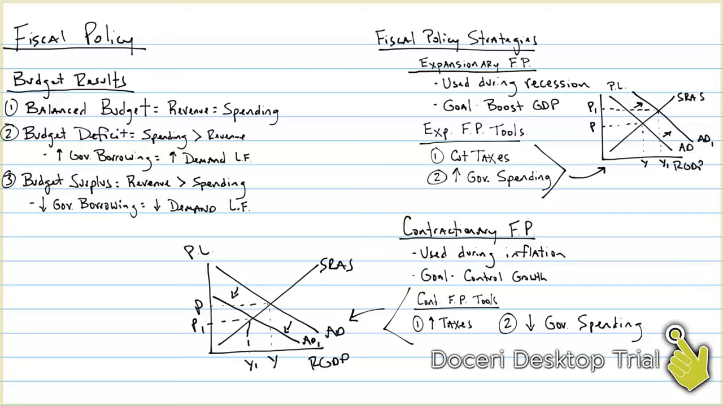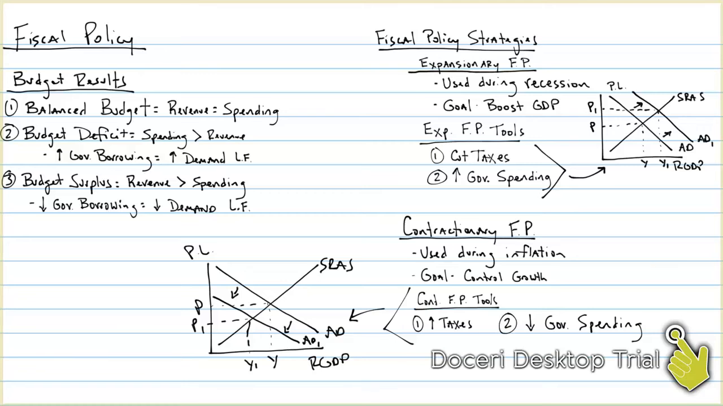Our second strategy is what we call contractionary fiscal policy. Now, this strategy is not used as often, but it's always a possibility. We're going to use this policy strategy during a period of inflation. And the goal here is to control the growth in the economy. We don't want the economy to grow too fast. We're going to control that growth by using the contractionary fiscal policy tools, which are increasing taxes and decreasing government spending.